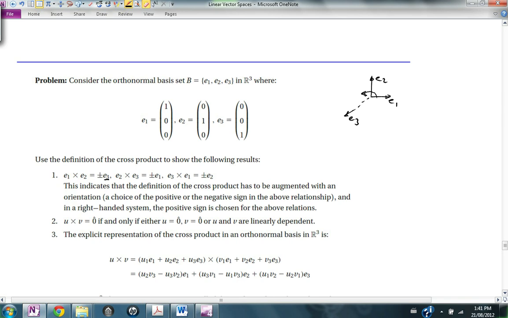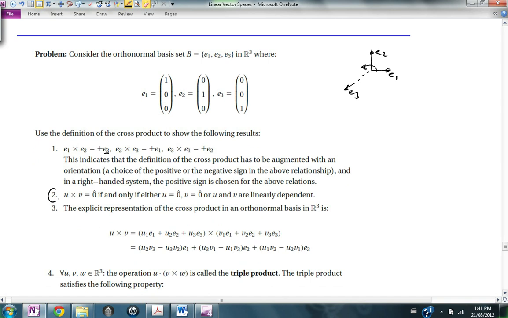The other result that's very important, based on the definitions, is that if two vectors are linearly dependent, which means they have the same direction, or u is equal to alpha v, then if I take their cross product, I will get the zero vector.